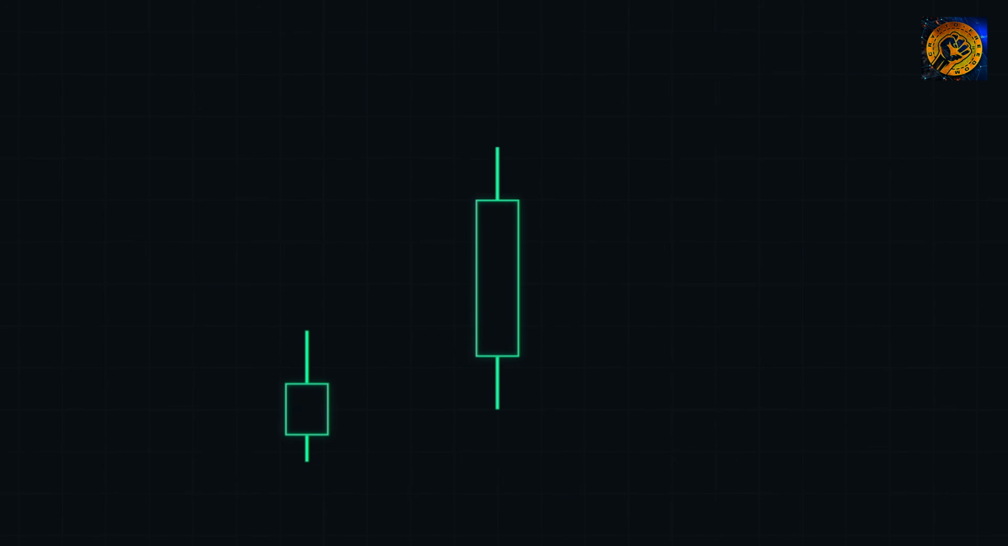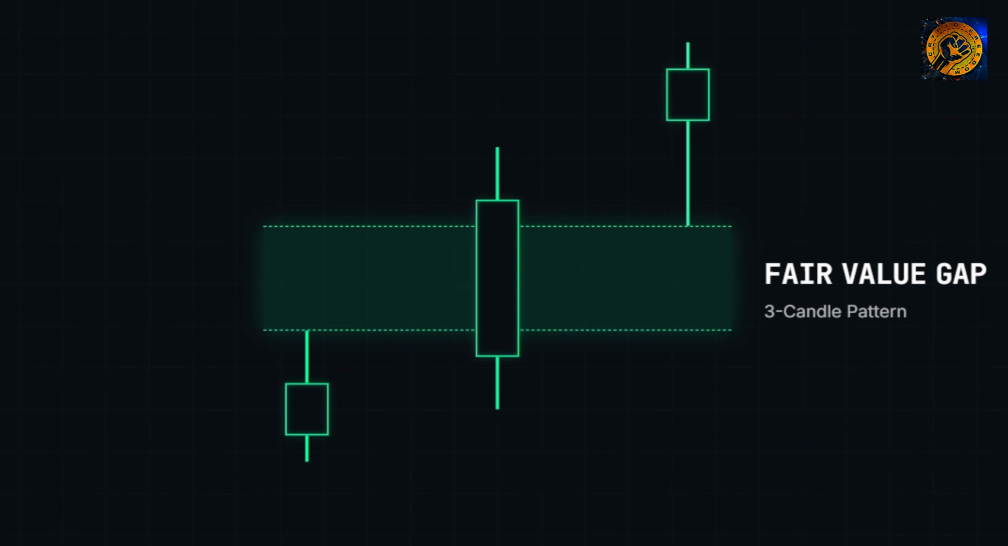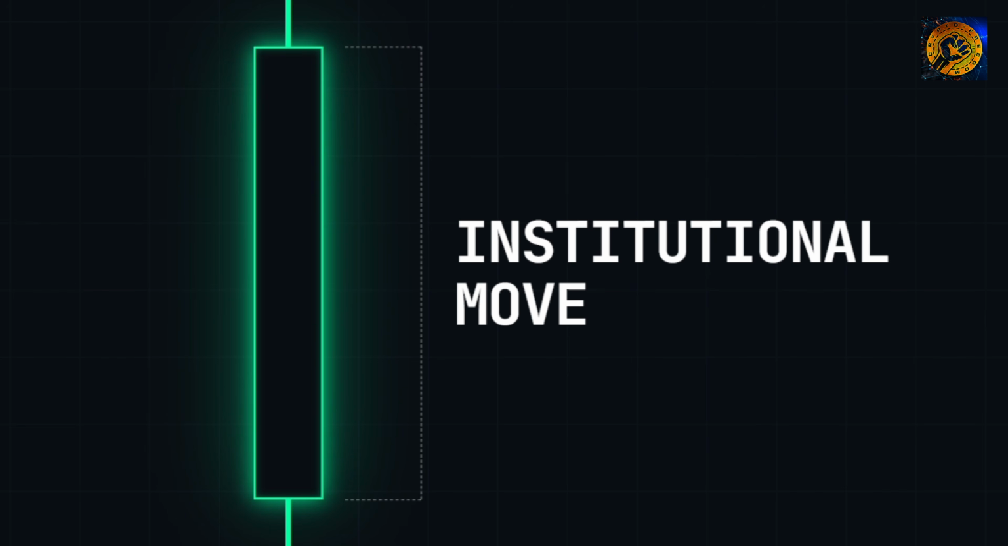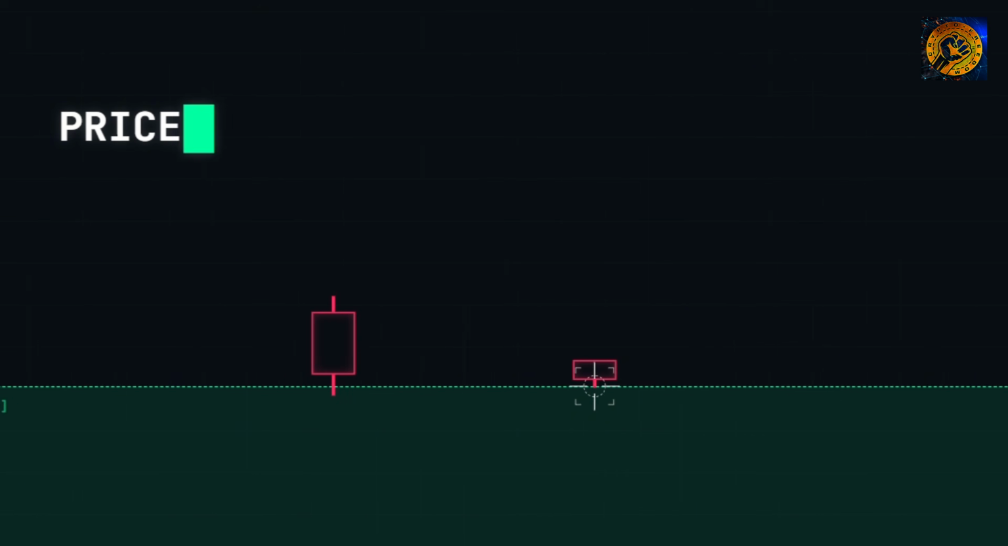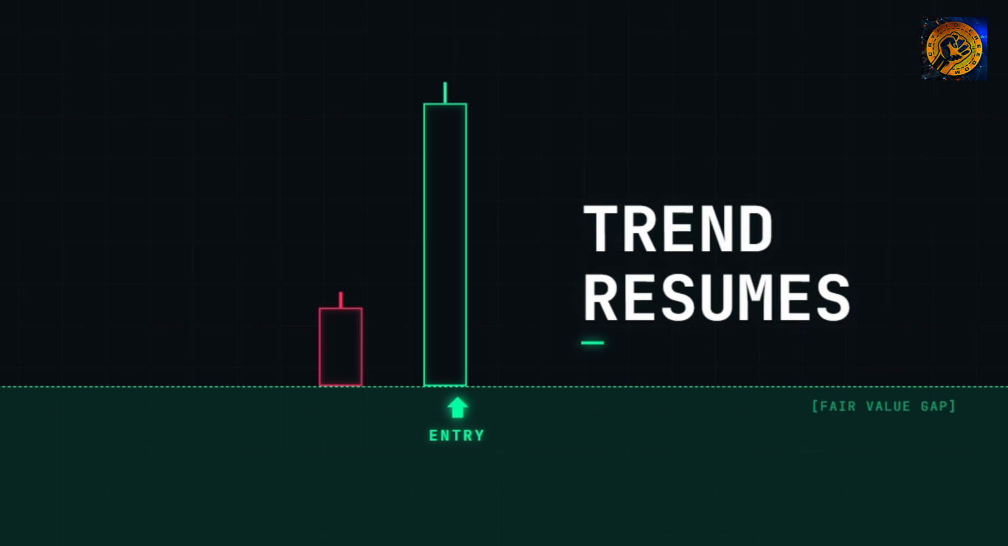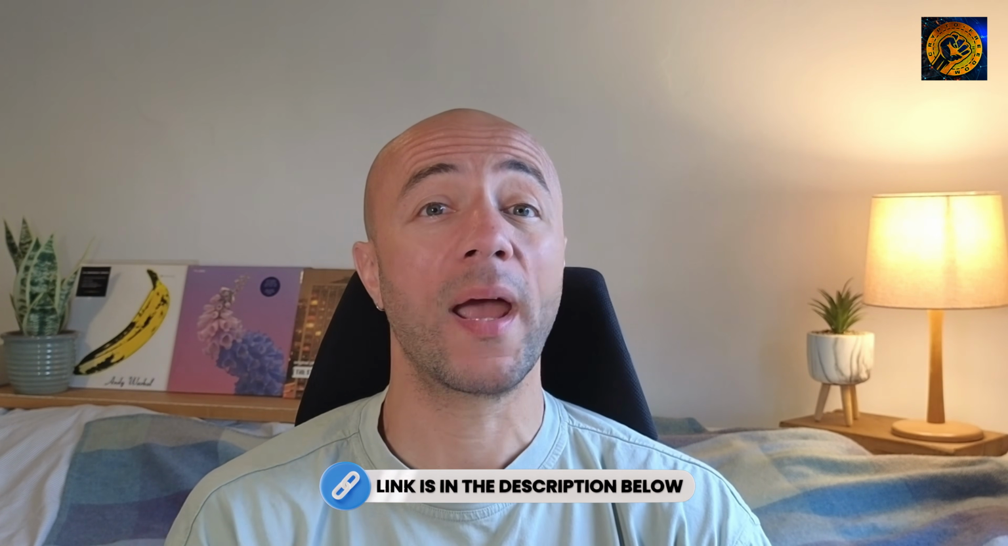Right, so there we have it. We'll do a quick recap. A fair value gap is a 3-candle pattern where the wicks don't overlap, caused by a big institutional move. Price tends to come back to fill that gap, and that gives you an entry in the direction of the original move. Stack it with a higher time frame bias and a liquidity grab on the way in, and you've got a properly clean setup.